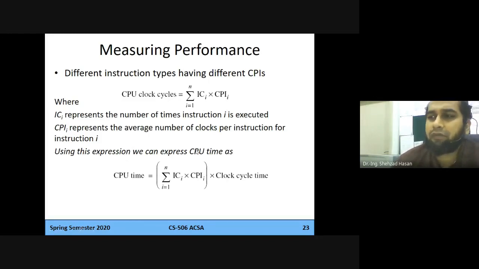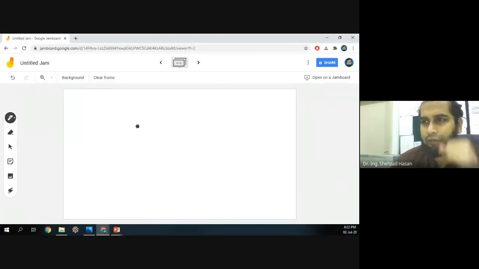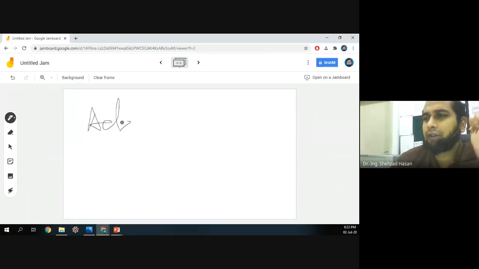Using the expression, we can also express the CPU time. If you know the total cycles, then I'm just going to give you an example so that it gets clear. For example, the add instruction completes in 4 cycles.